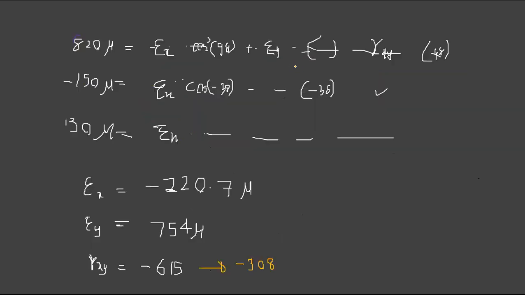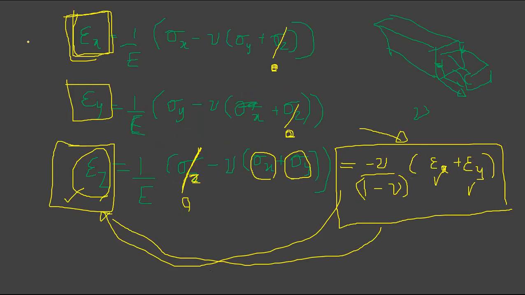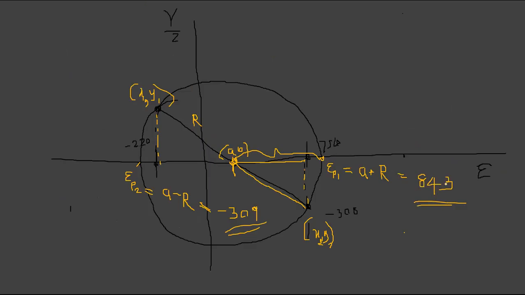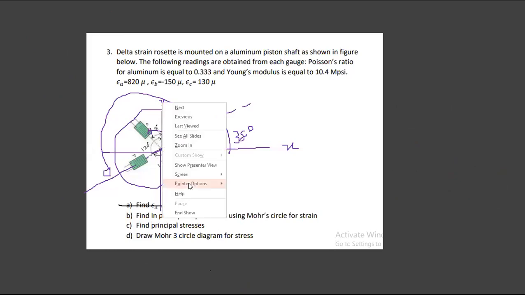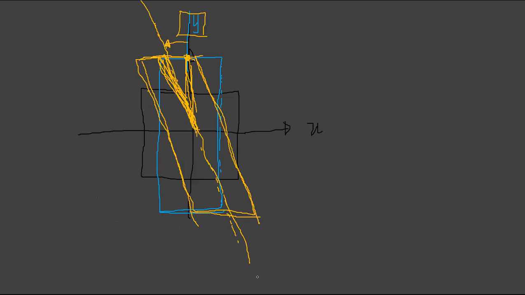In plane principal strains, like we called these three, right? In plane strain. This is the out of plane strain, right? So now we found these are the in plane principal strains using Mohr circle for strain. Then find the principal stresses. We can do that as well, right? Principal stresses. How do I find it?